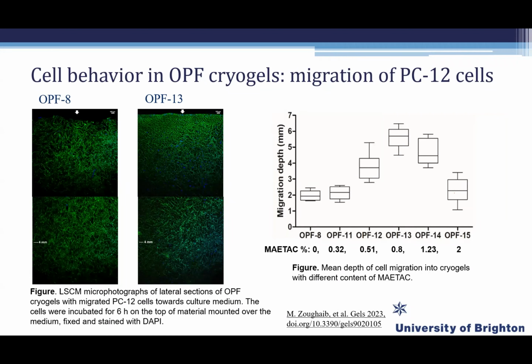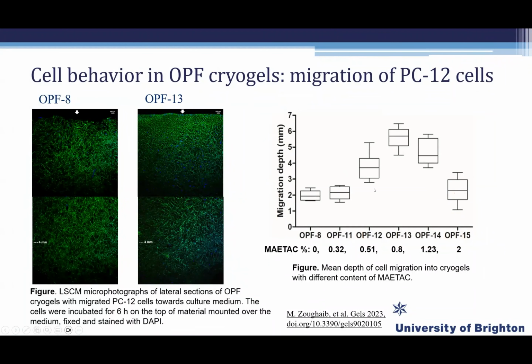So this was selected for further study to analyze cell behavior in the cryogels, and we selected PC12 neuronal cells. On the left-hand side, the imaging shows how the migration of the cells depends on whether you have introduced an additional cationic monomer or not. OPF8 doesn't have MyAttack, and OPF13 has it. The blue dots are the cells, and you see considerably increased migration of the cells inside of the gel.